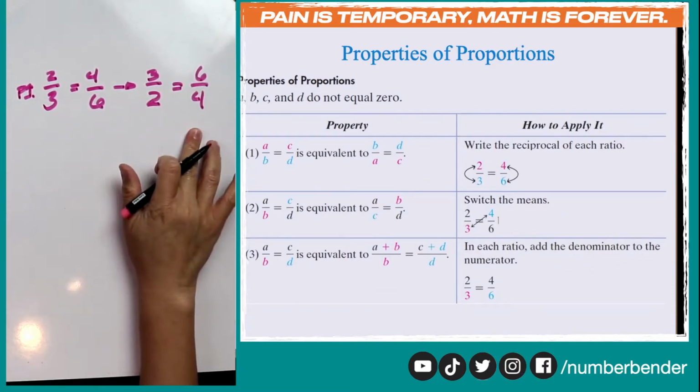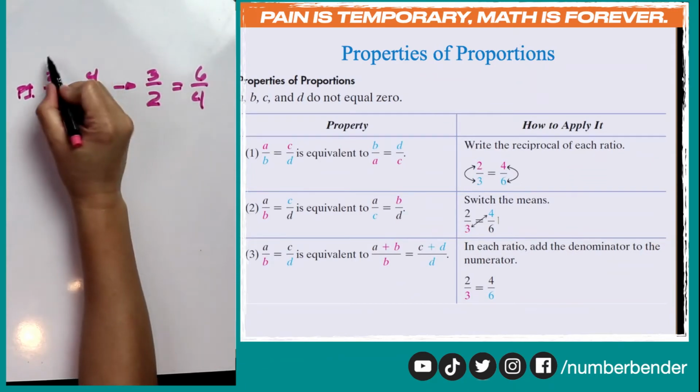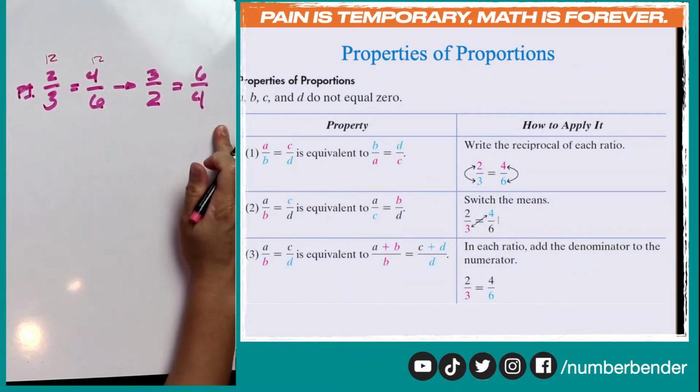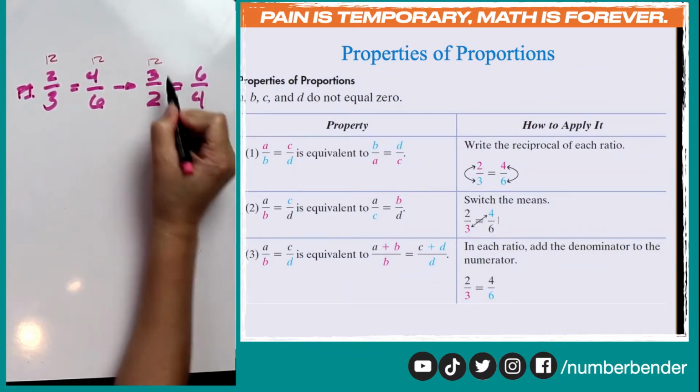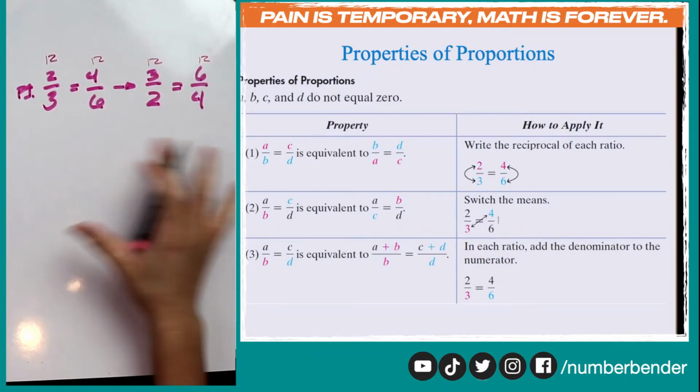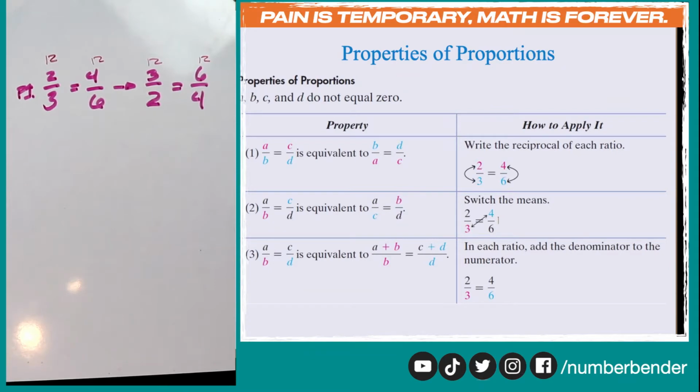And we know that they are the same because 6 times 2 is equal to 12 and 3 times 4 is also equal to 12. And if we do the same process in this fraction, 4 times 3 is also 12 and 2 times 6 is also 12. So we know that we are just modifying our fraction using this property.